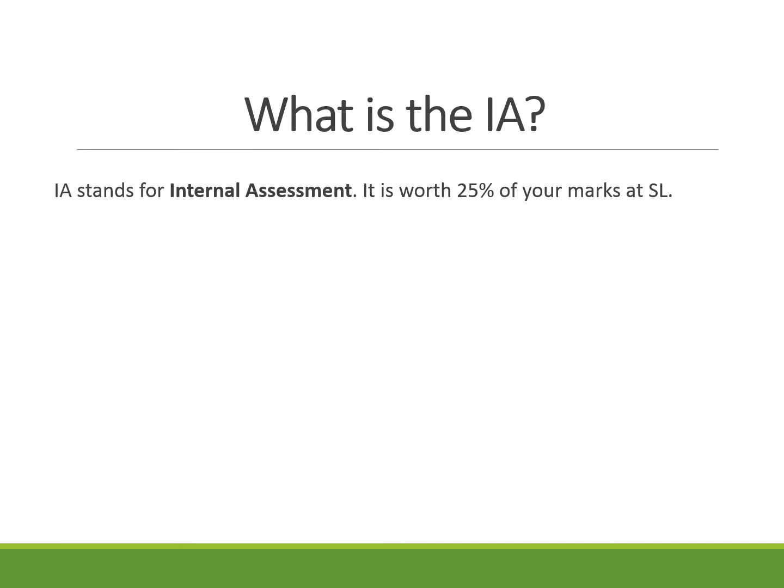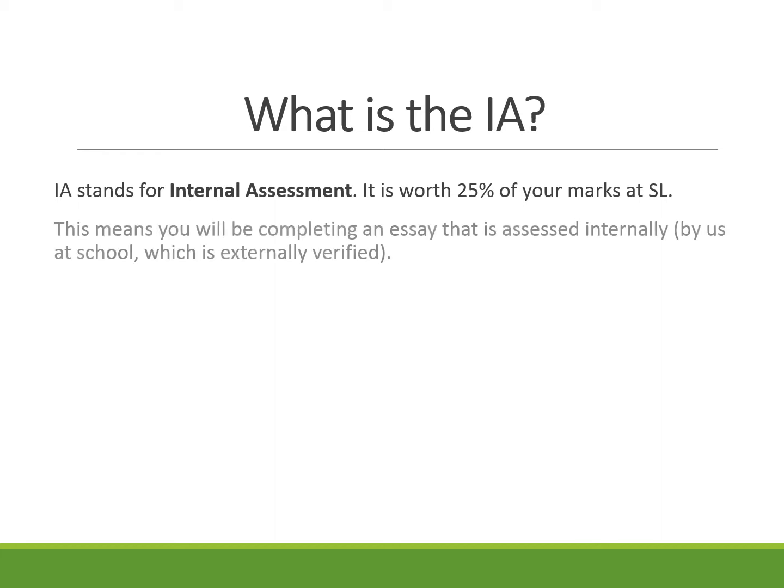Paper 2 is 25% also, and paper 1 is worth 50%, and that's where all your marks come from for the whole IB philosophy course. This means you'll be completing an essay that is assessed internally, like I've already said. That'll be by us in the school, and then it's sent away and verified by somebody else. So I can't just say you all get grade 7, you're all great students and stuff, off you go.